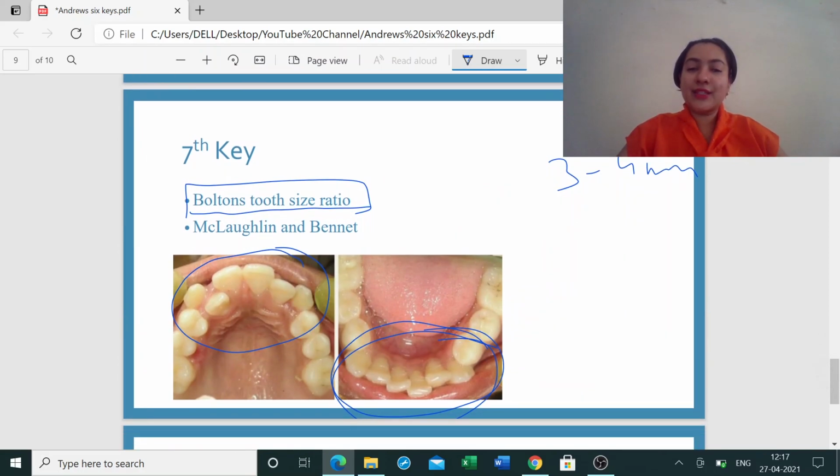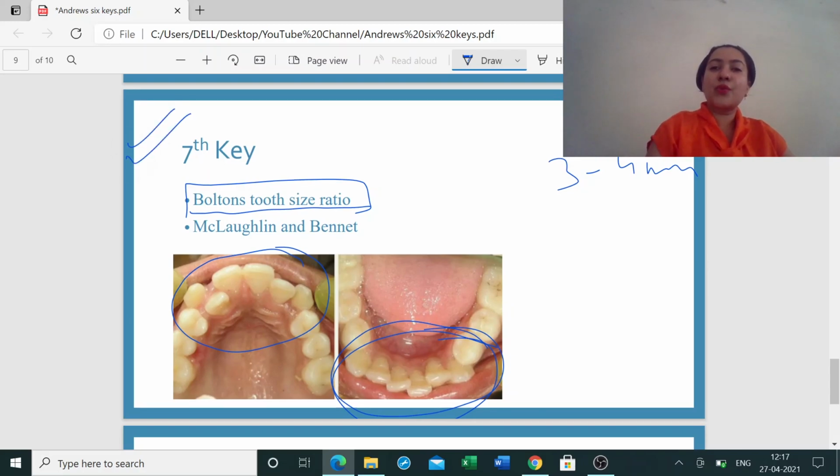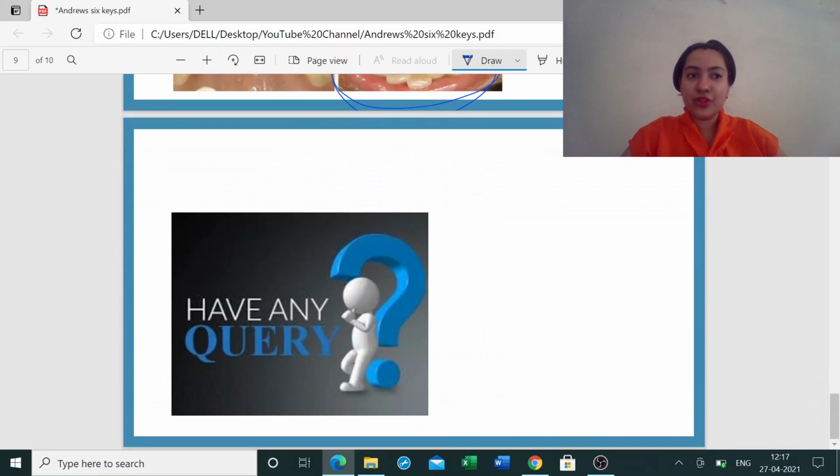The last key is your 7th key, which is Bolton's tooth size ratio, and it was given by McLaughlin and Bennett. This is very, very important, students. Please be very thorough with this. You should know the 7th key of occlusion. So I hope this lecture is very clear to you. This was one of the most basic topics which we have, Andrews' 6 keys of occlusion.